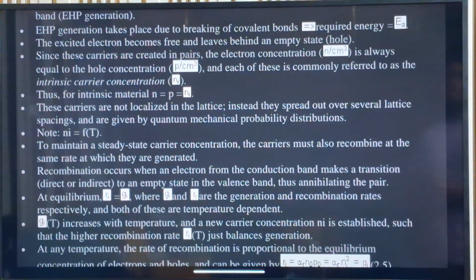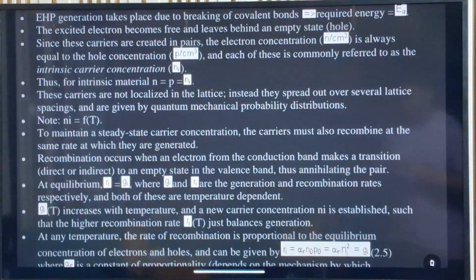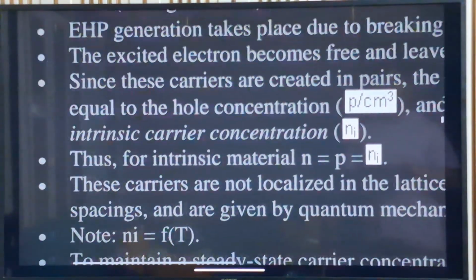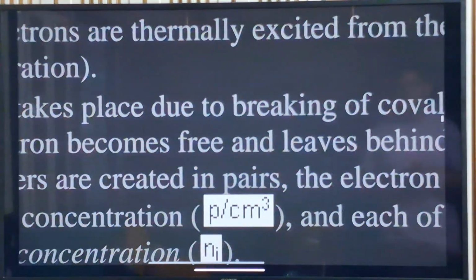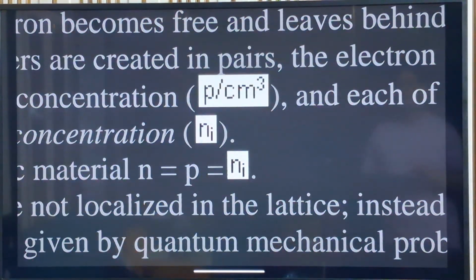Now, let's define a few things. So, these carriers, which are created in pairs, the electron concentration is always equal to the hole concentration. So, however many electrons we get in an intrinsic semiconductor will be exactly equal to the number of holes you get, and this we can refer to as intrinsic carrier concentration, or Ni. Thus, for intrinsic material, number of electrons, which is N, is equal to number of holes, which is P, which is equal to Ni. So we get this formula, which is N = P = Ni. Something that you will need to remember for solving numericals.